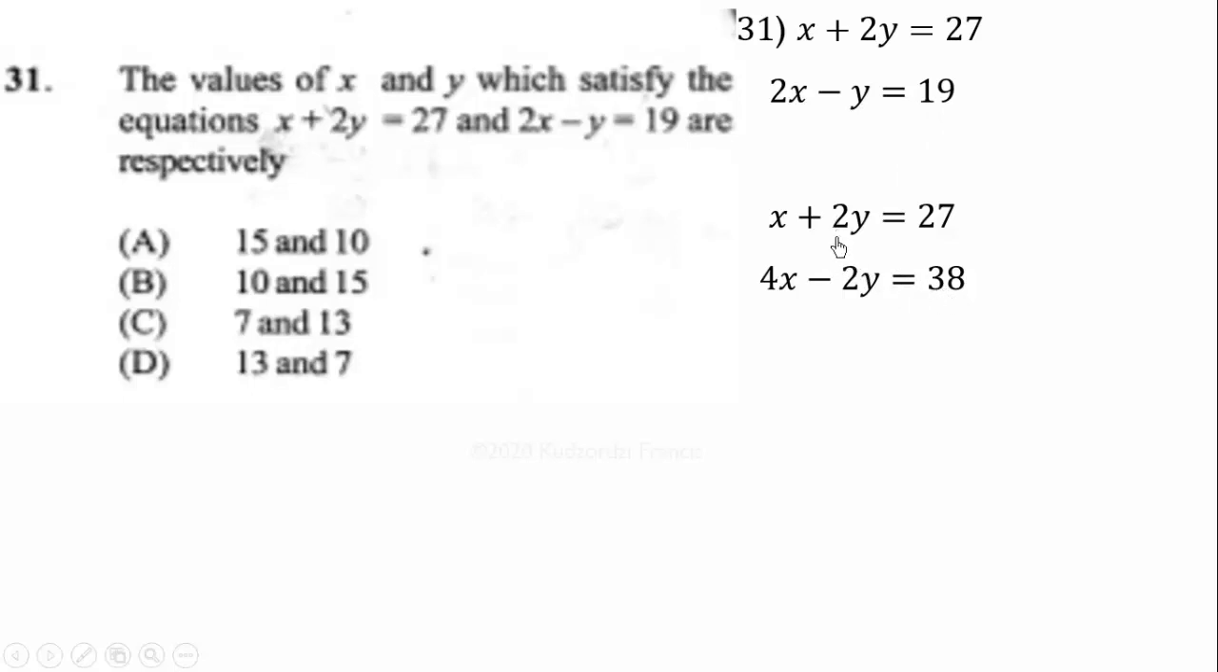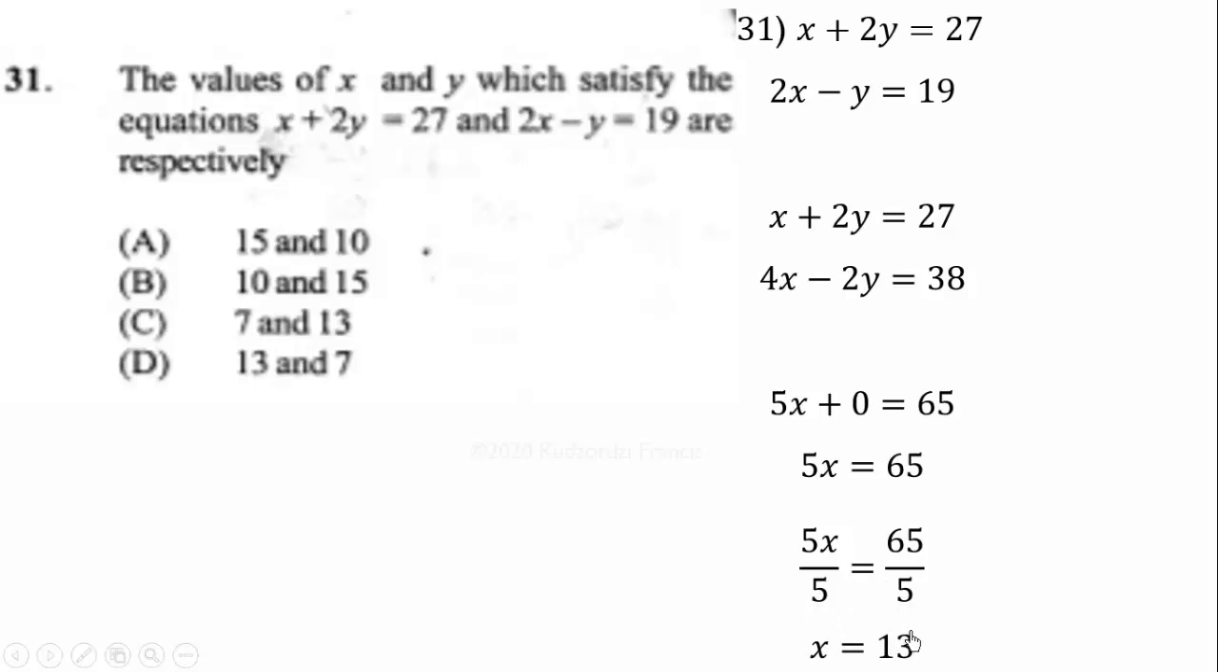Now we can see that if we add both equations, we are going to create a zero pair over here. So let's add the two equations to get 5x, then this will give us 0, then this will give us 65. Now we can simplify to get 5x equals 65. Now we can divide both sides by 5 to solve for x, and that will give us x equals 13.